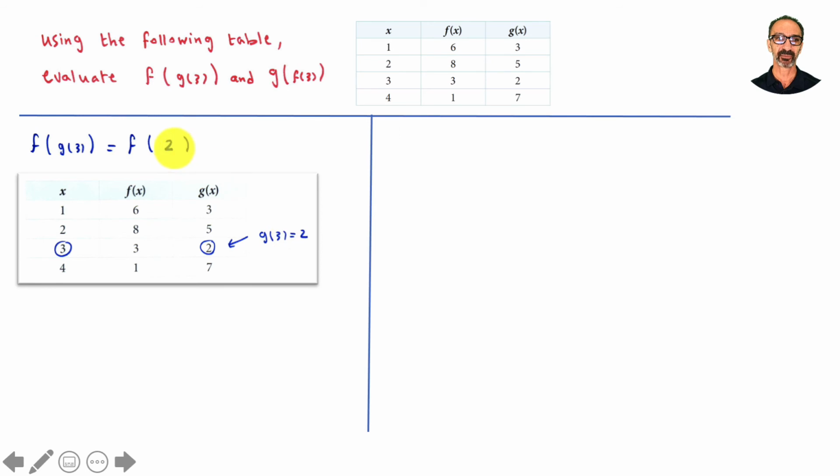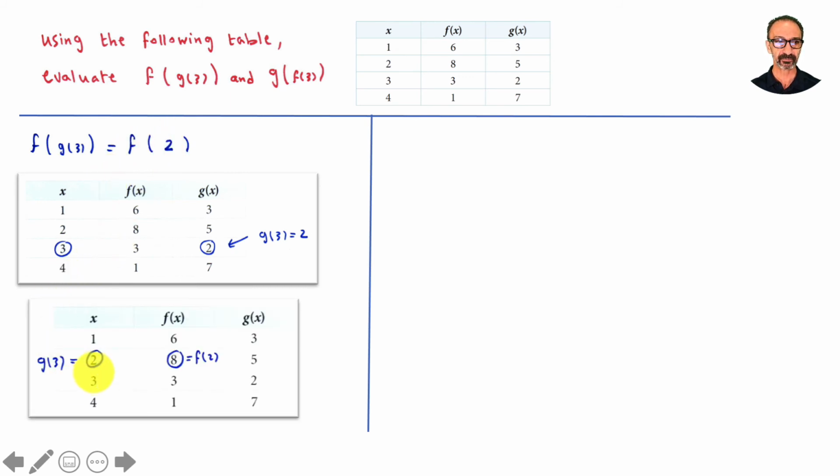That becomes the input for my new function, replacing g of 3 with 2, because that is the output of 3 under g. Now I need to look at 2 as an input for the function f. 2 under the function f will take me to 8. So f of 2 equals 8, and that should do it.